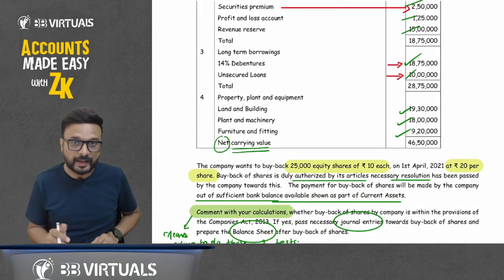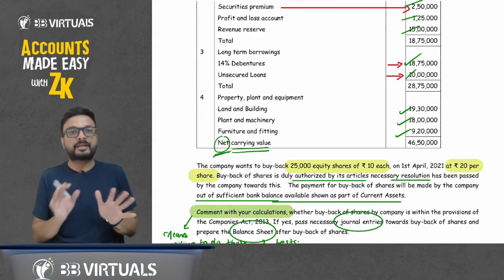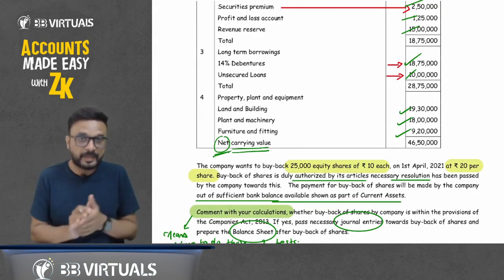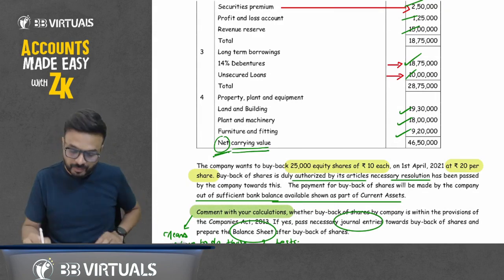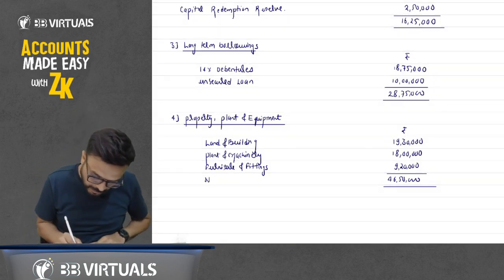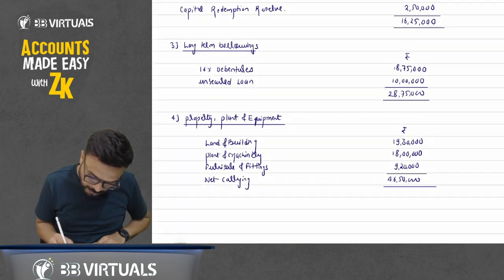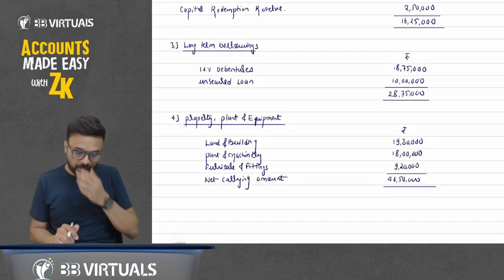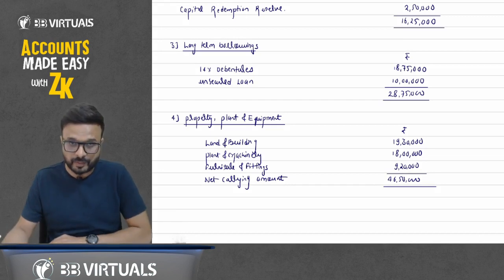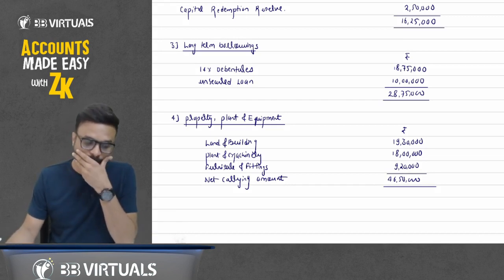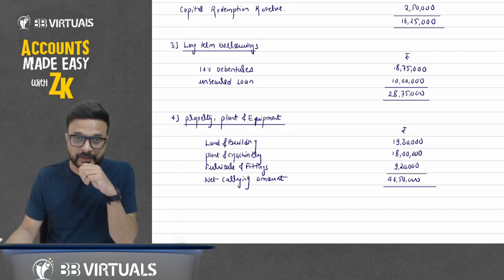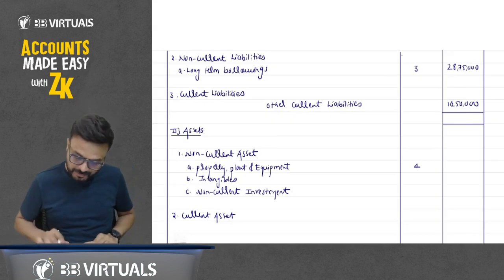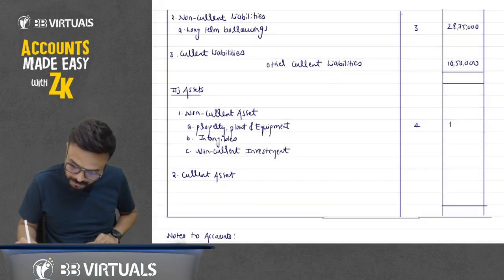Carrying amount means book value. Net means they have some adjustment. In the past they may have charged some depreciation. It is a net figure. So write down here net carrying amount, net book value: 46,50,000. Write down this 46,50,000 in the balance sheet.